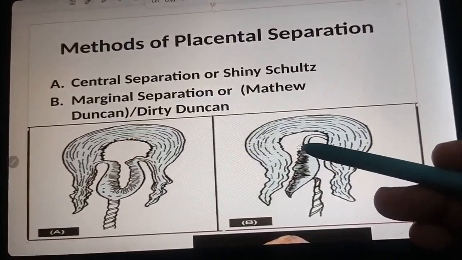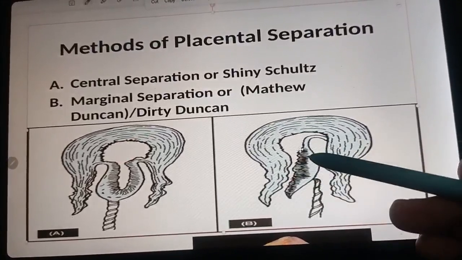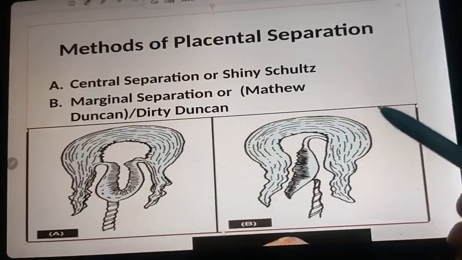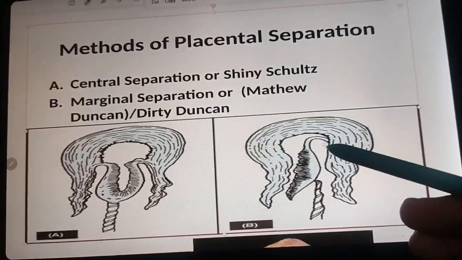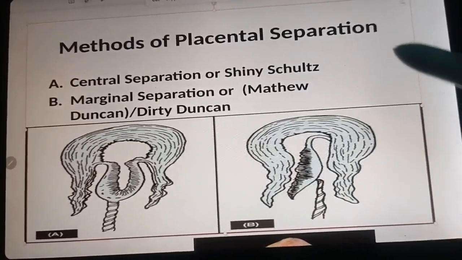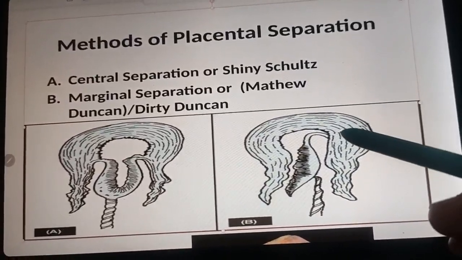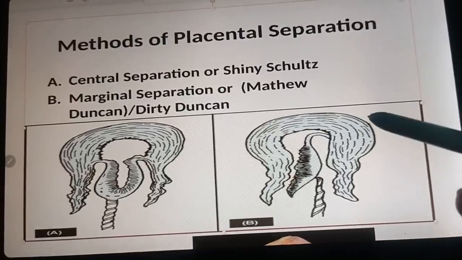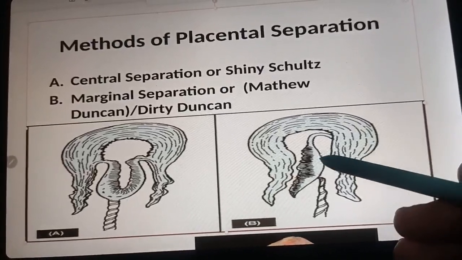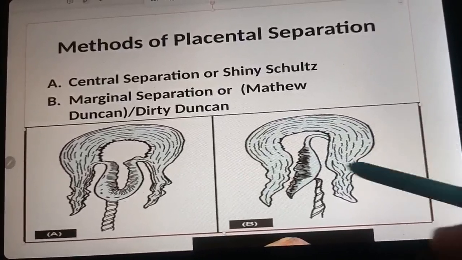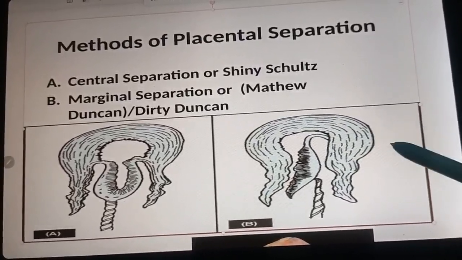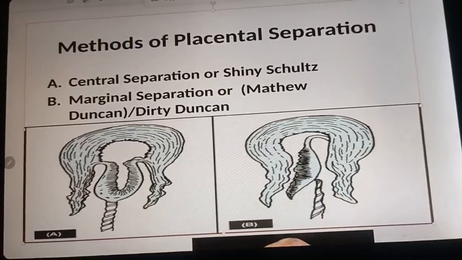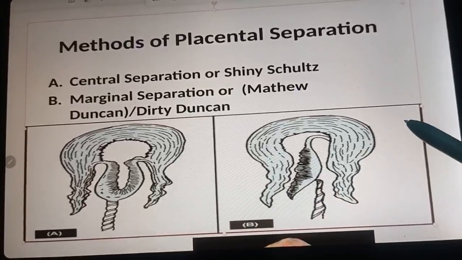But in the Duncan method there is peripheral separation and no retroplacental clot is formed. Bleeding is more, and bleeding is evident as the placenta starts shedding. This is dull red colored blood that comes from the maternal side. The Duncan type is less common and more dangerous.